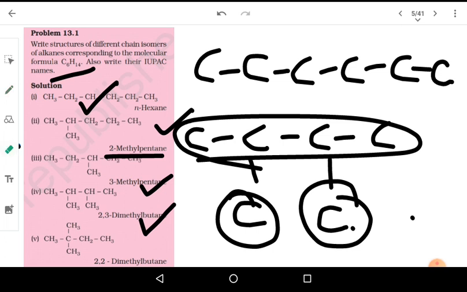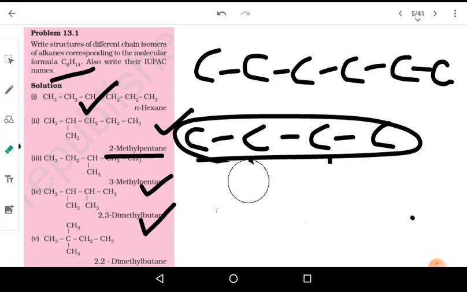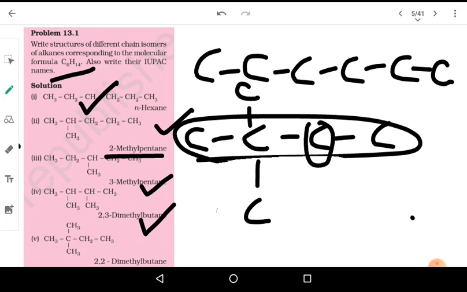Now what about the fifth one? The fifth one is where I place both substituents on a single carbon. I can place them either here or on this carbon. Both are the same. So we get 2,2-dimethyl butane as the next isomer. So these are the different isomers of C6H14.